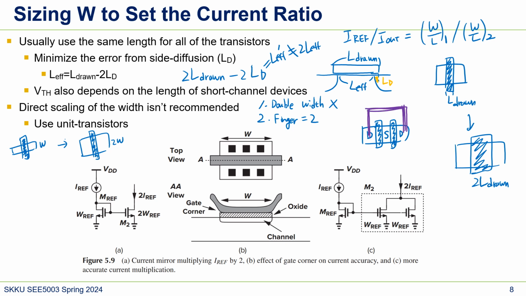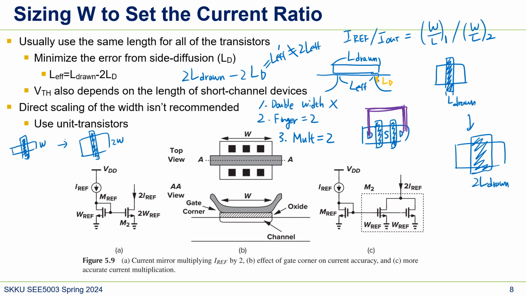So they are better than just using 2W, double width, but it's still not perfect. So number 3 would be multiply, mult 2. This is different. So mult 2 is this. We're literally just using the exact same MOSFET twice.